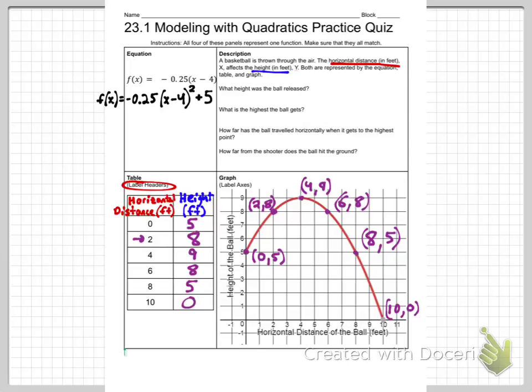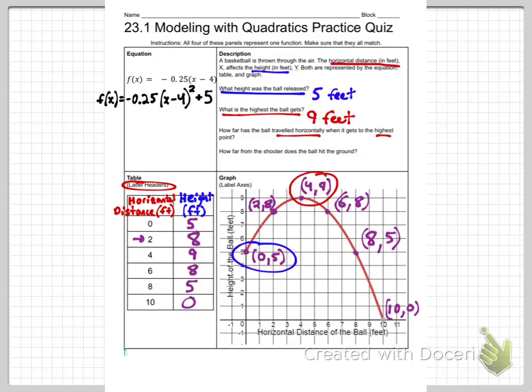Now that I have all those, I can answer these questions. What height was the ball released? That happened right here. So at (0, 5), the height is 5 feet tall. That's the y value. What is the highest the ball gets? That's the highest y value, since y is height. That is that point up there at the top. So 9 feet is the highest because that's the y value.